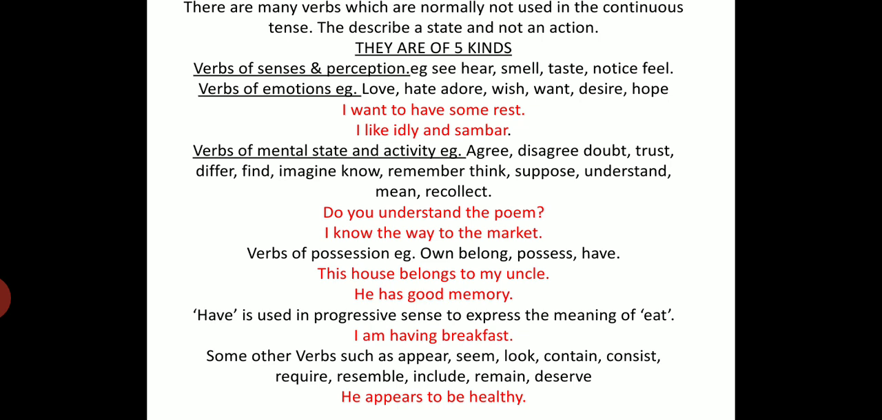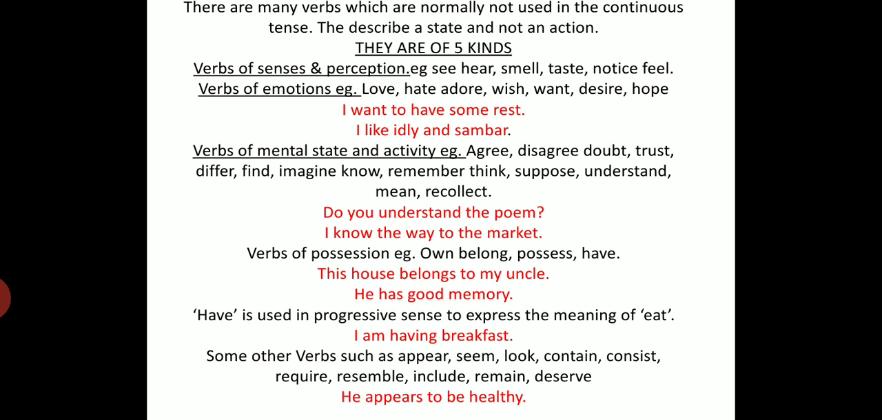I know the way to the market. This is the correct way to say. No, you cannot say, I'm knowing the way. That is absolutely wrong. And these days, we come across a number of students speaking in this manner. So, remember, with all these words, we will not use present continuous. Verbs of possession. Example, own, belong, possess, or have. This house belongs to my uncle. We don't say this house is belonging to my uncle. That's wrong. So no present continuous tense, my dear children.